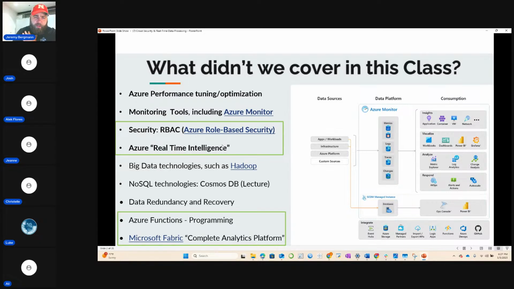So the last few topics we'll cover are some security topics, some general principles applied to Microsoft Azure. We'll look at the real-time intelligence module in Microsoft Fabric and see those similarities between what we've been learning in that platform. We won't cover Azure Functions here either.